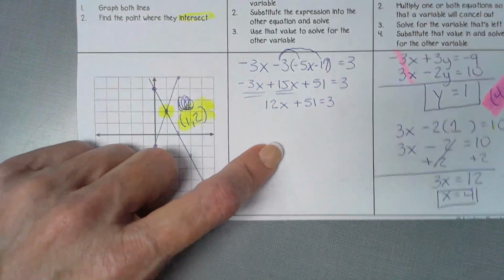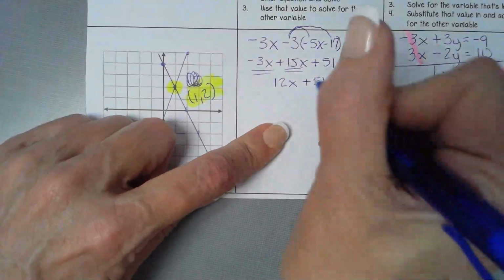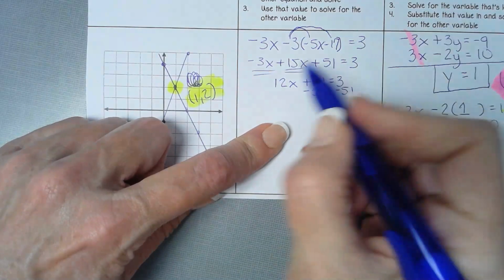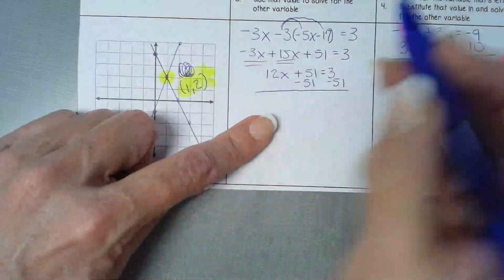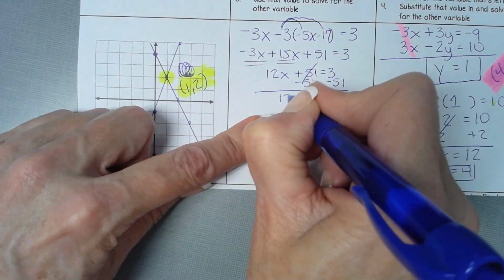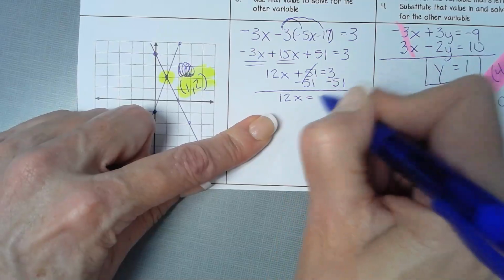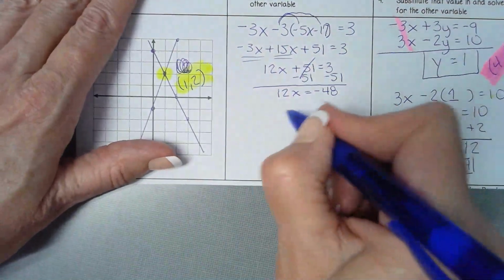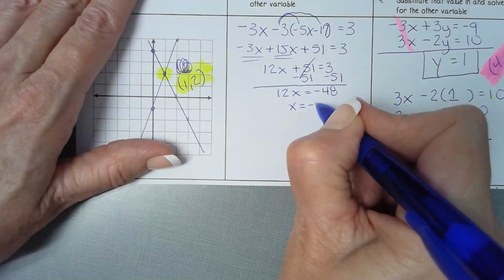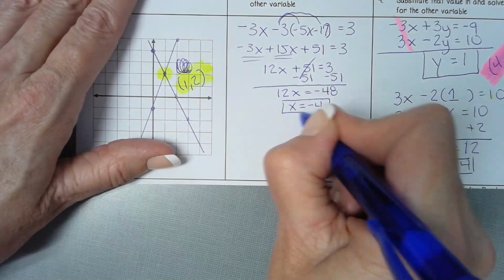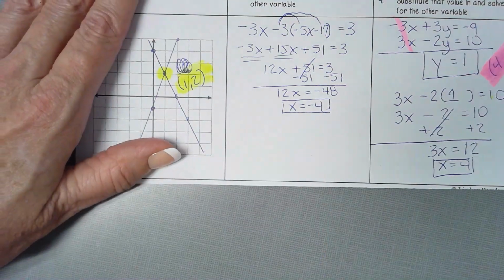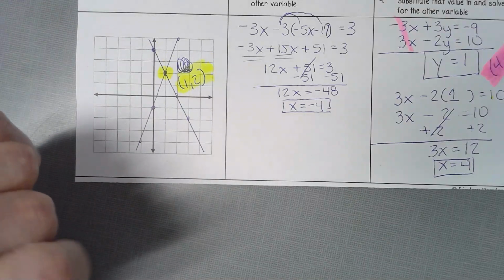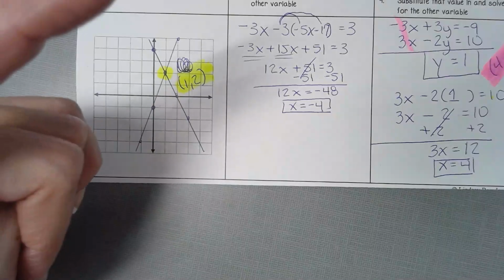So what do I do now? Subtract 51 on both sides. And on the right side, I think I get a negative 48. Now what? Okay, and I get a negative 4, I think. Am I done? No. What do I need to do with the x equals negative 4? Go back and plug it back in, right?